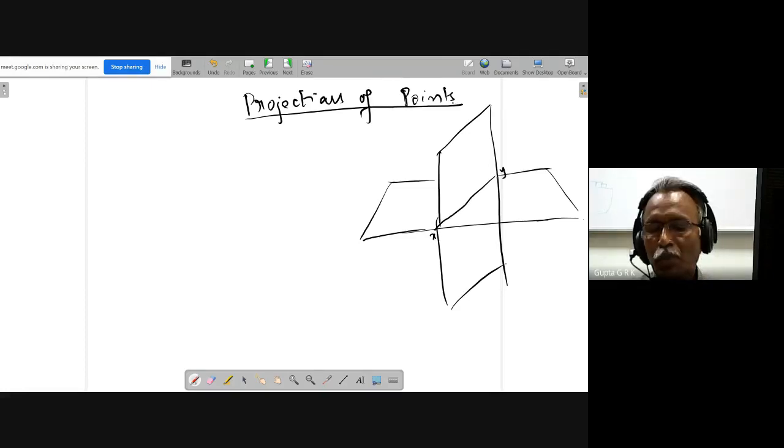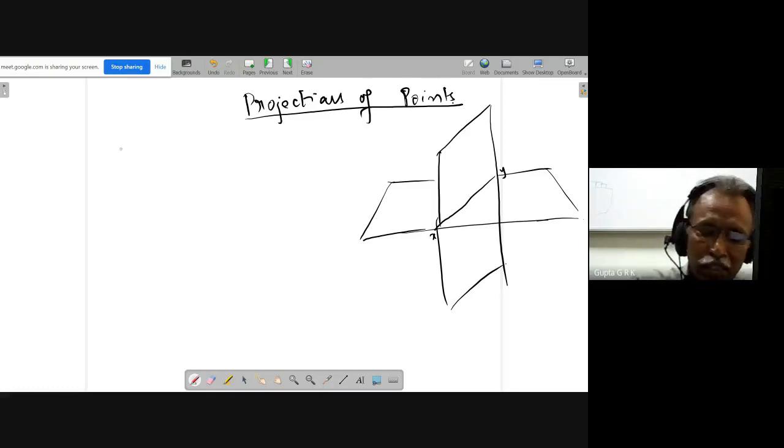So the point can be anywhere, right? So the point can be with respect to HP, it can be above HP.